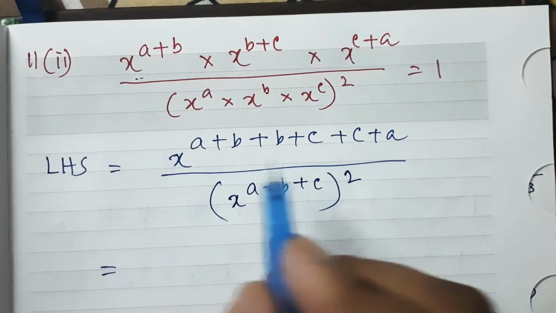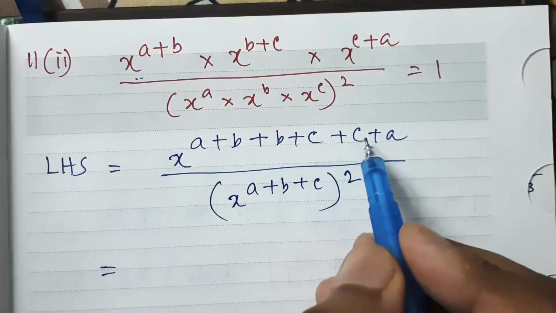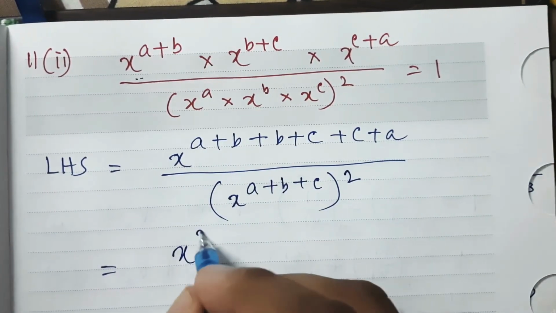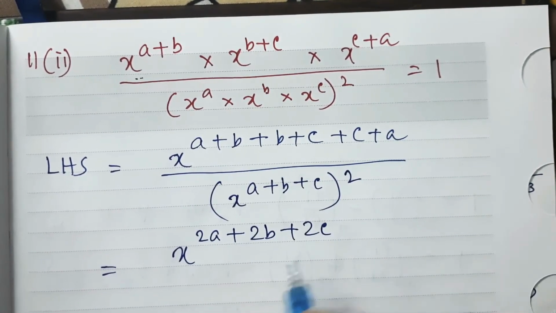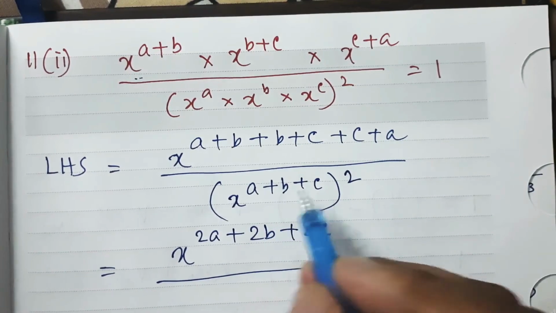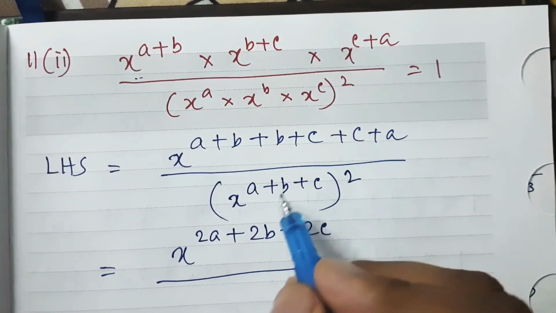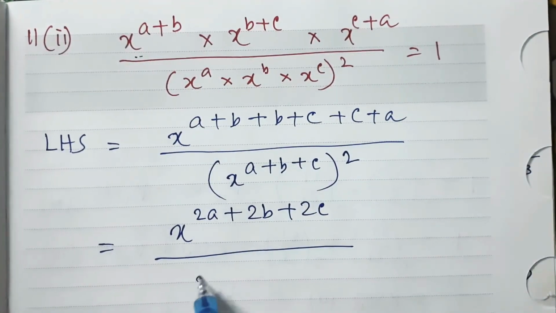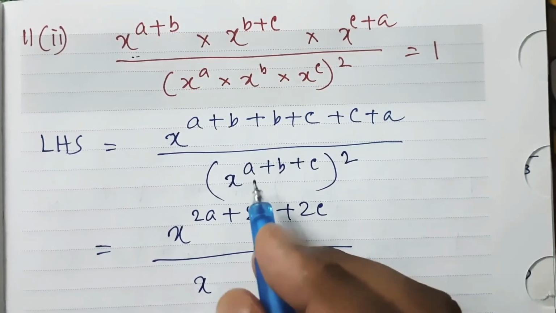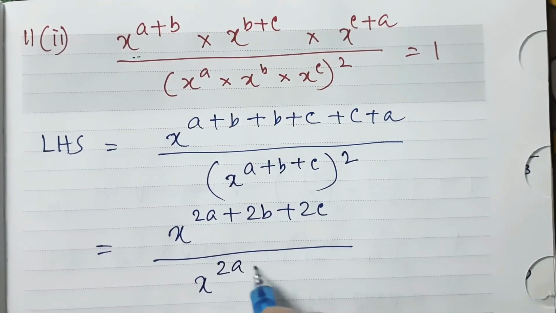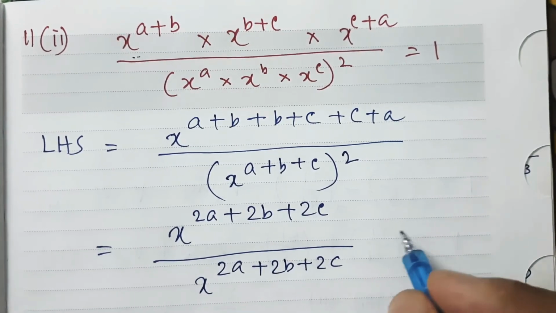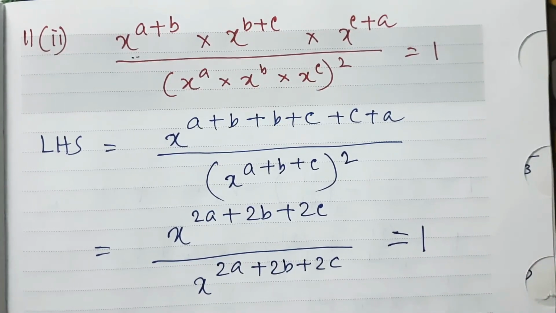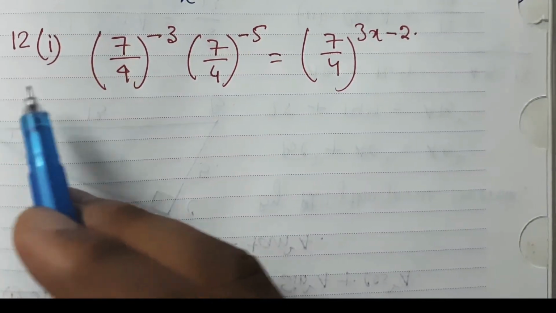Now here you just add it, a plus a, b plus b, c plus c. So it is going to be x to the power 2a plus 2b plus 2c. And here it is a power of power, so you just multiply by formula 2. So it is going to be x to the power 2 into a plus b plus c. So 2a plus 2b plus 2c, both the terms are same, so it is going to be 1. So this is problem number 12 part 1.